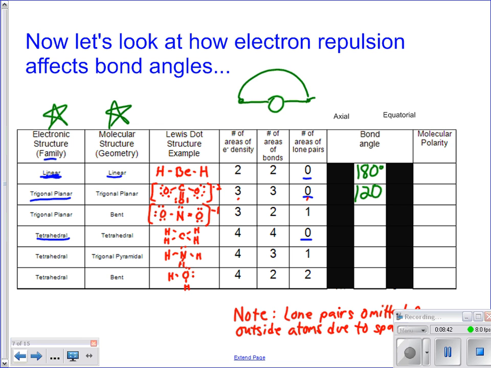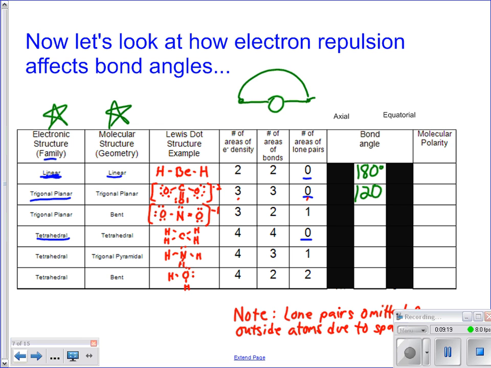All right, still with our 3 areas of electron density. So I've still got the electronic structure of trigonal planar. But what's going to happen is one of those atoms goes away, and now I have a lone pair right there instead. So this lone pair that I am holding on to means that my molecule is now bent. That's what it looks like. It's a bent molecule. Because this lone pair that I'm holding on to is so repulsive, it is pushing these 2 atoms even further away from that lone pair.